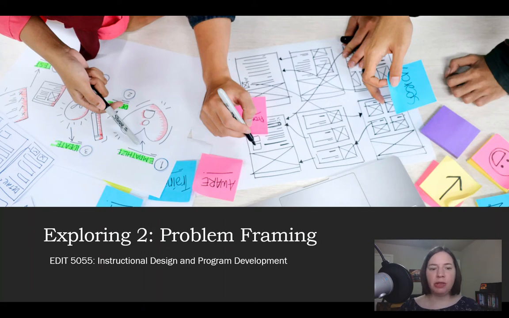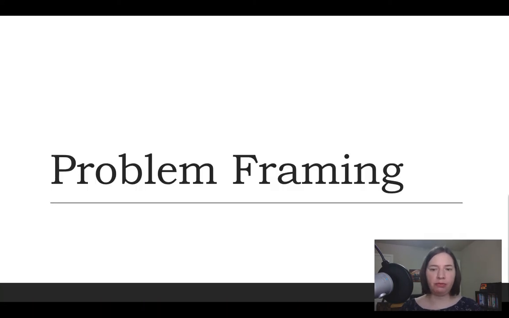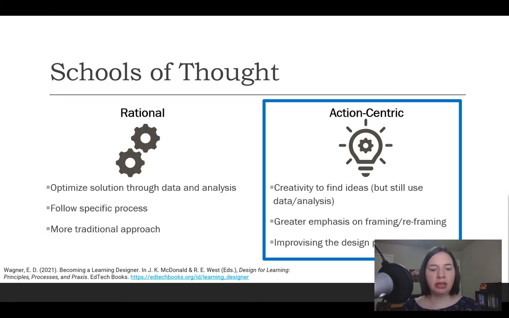Okay, this is exploring part 2 on problem framing. We just talked about task and content analysis. Now we're going to take a step further and talk about how we frame a problem. And just so you know, the task and content analysis generally falls under a more rational school design approach, although it's also used in an action centric. The idea of reframing a problem is pretty action centric.